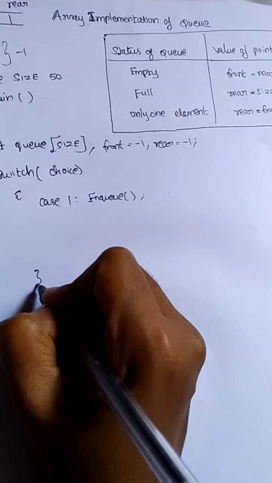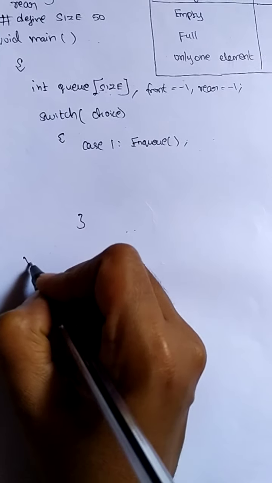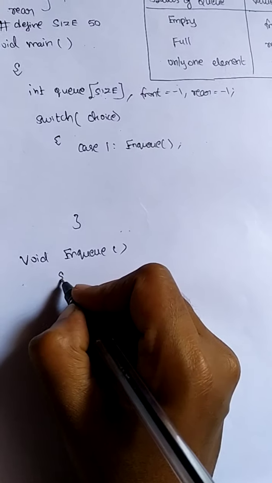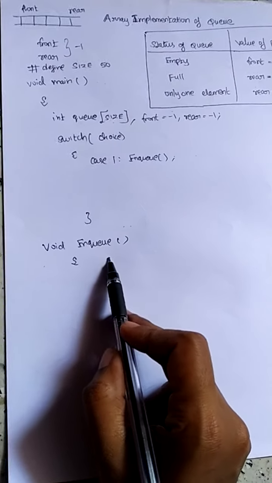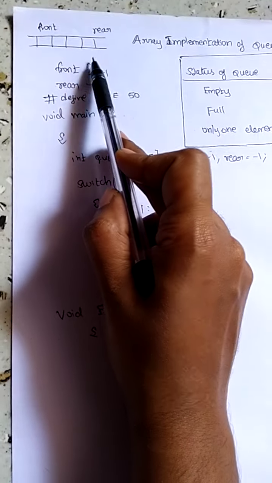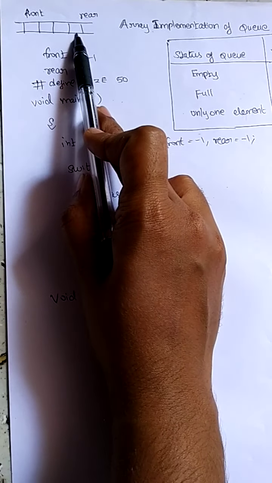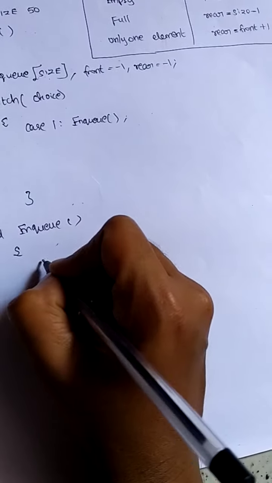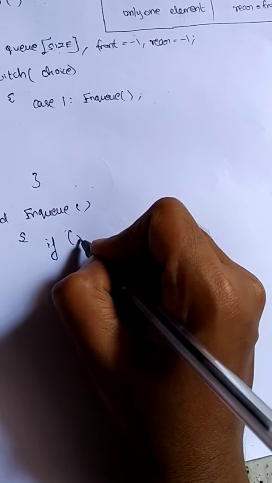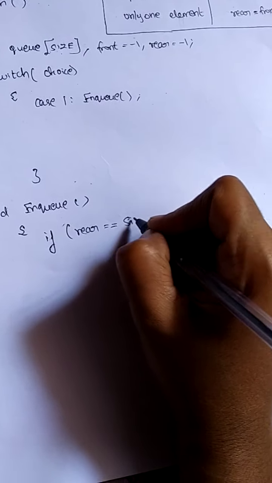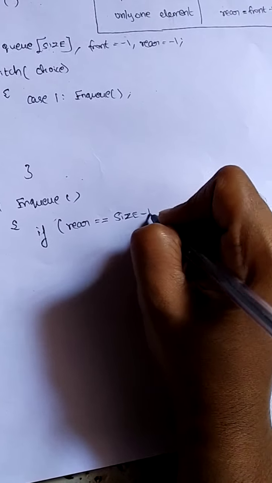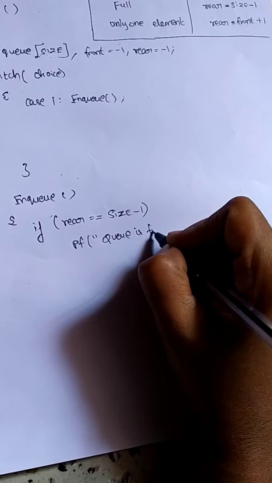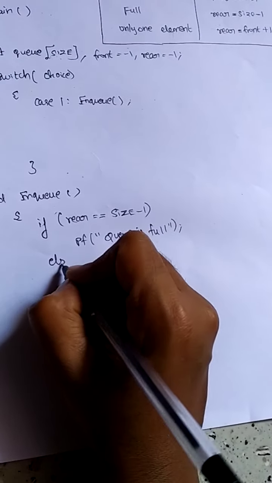So, the first is insertion, void enqueue. Enqueue means insertion. Before inserting some value into the queue, we have to check whether the queue is already full or not. What is the condition for full? Rear equal to SIZE minus 1. So if rear is equal to SIZE minus 1, then you can print queue is full. Else you can perform the operation.